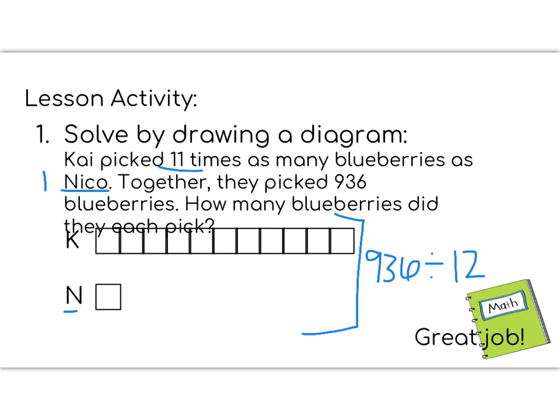Once you get that problem, fill in each box with the answer, and then we need to answer the problem, how many did each of them pick? So Nico is going to be just 1 box, but Kai is going to be the number in the box times 11. This problem's a little bit tricky, so do the best you can in your math notebook, and if you get stuck, come and see me at the teacher table when it's your turn.